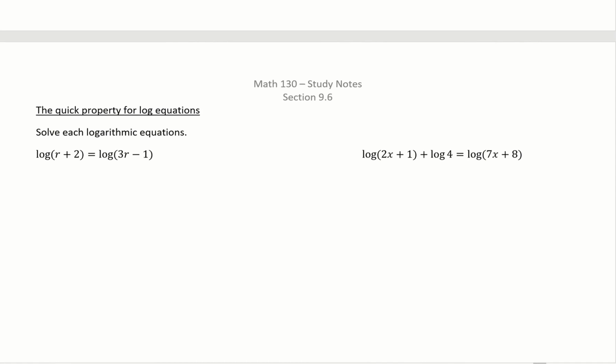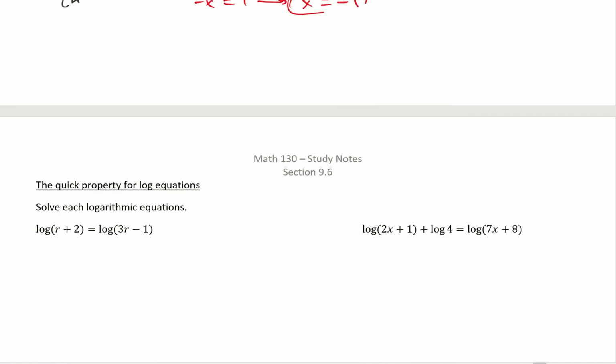I think there's only 2 of them. It's the quick property for logarithms. Very quick property. It says, if I have log base A of somebody, and it's equal to log base same base of somebody else, then those 2 somebodies are equal. And that's all there is to it.